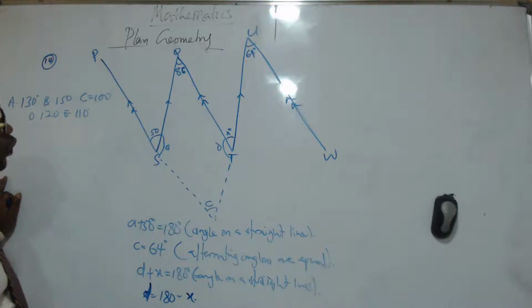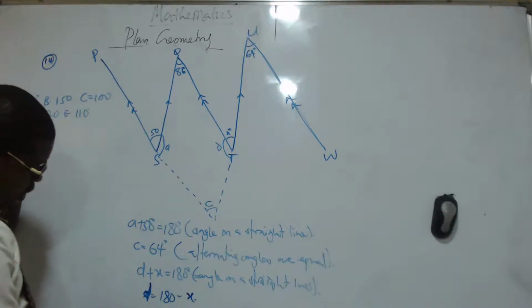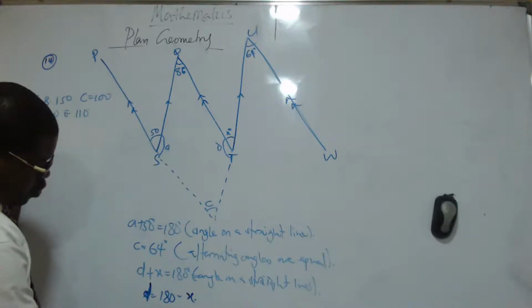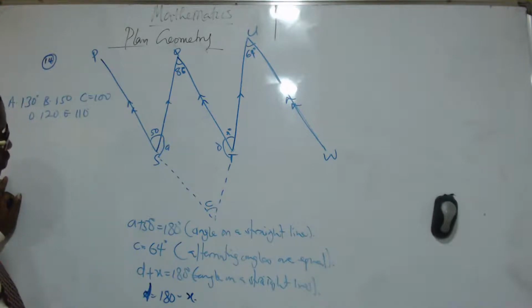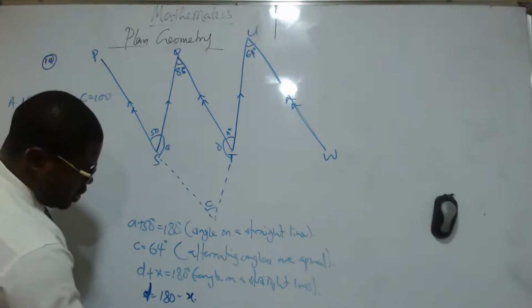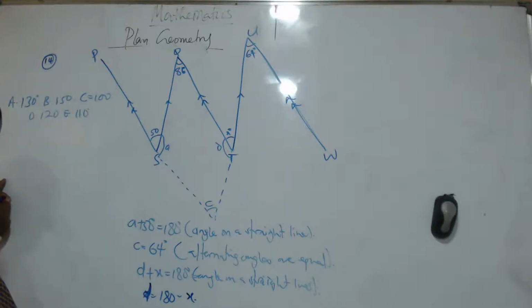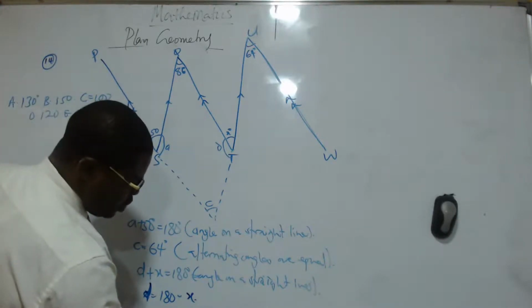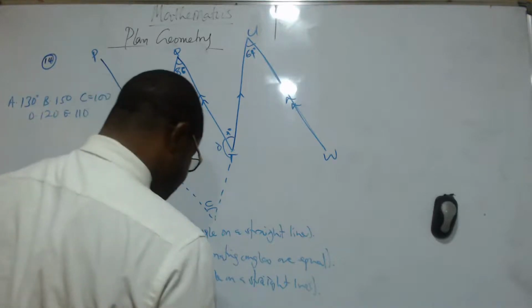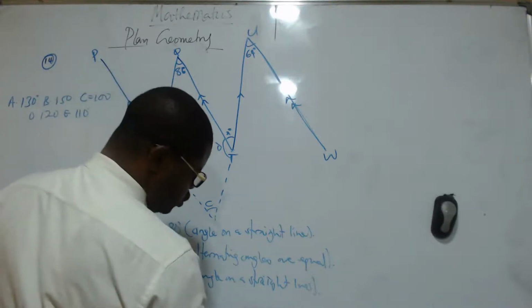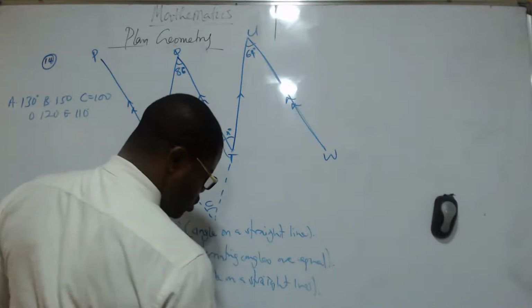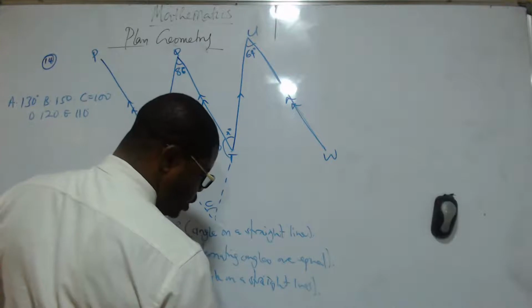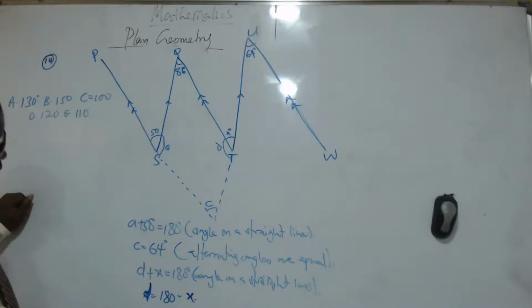Okay? So for us to get X now, what do we do? We have A plus C plus 180 minus X plus 86 is equal to 360 degrees. Why? Sum of angles in a quadrilateral. Our A is what?